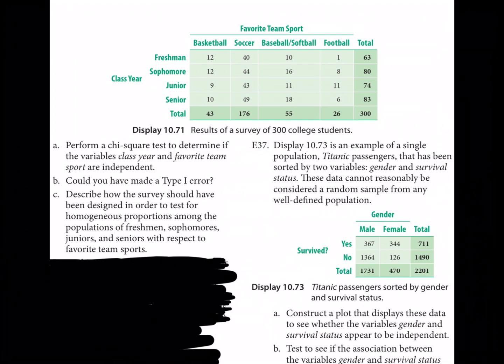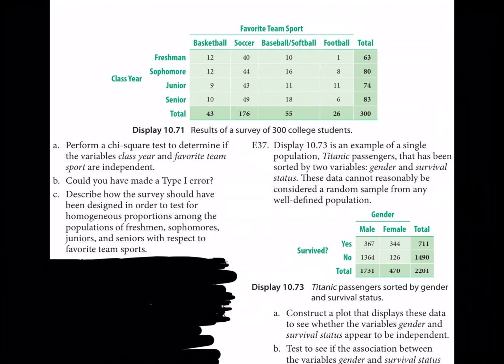Part C, describe how the survey should have been designed in order to test for homogeneous proportions among the populations of freshmen, sophomores, juniors, and seniors. This would not have taken much extra work. All they would have had to do is, instead of taking 300 random students, go out and get a fixed random sample from each of the classes. So if they think that all the classes have equal representation at this college, they should simply go out there and get approximately 75 students from each grade. 75 freshmen, 75 sophomores, 75 juniors, 75 seniors.